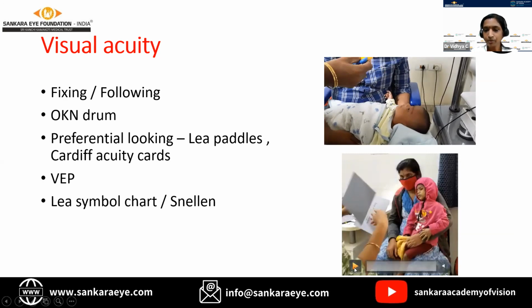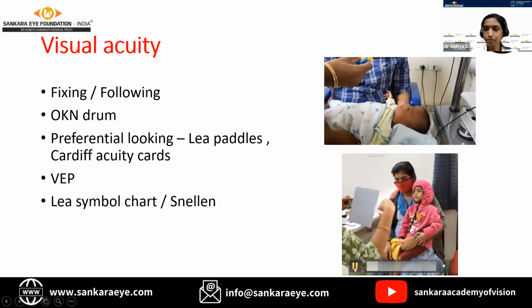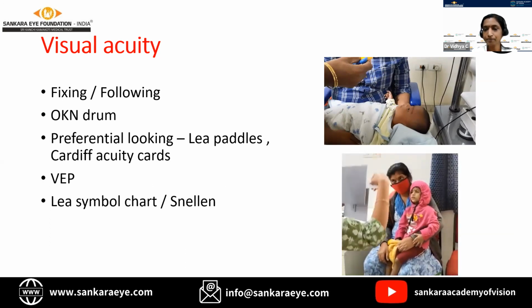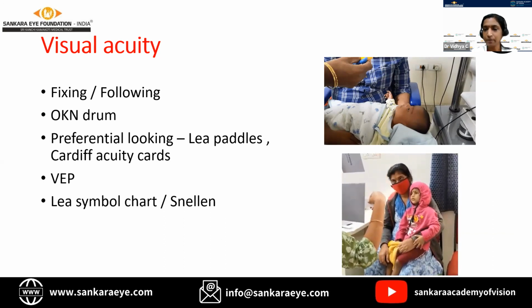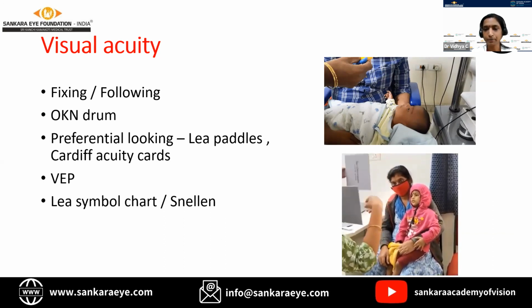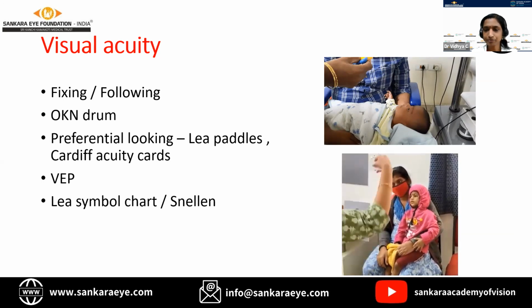In this video, you can see the child being tested for the preferential looking with the LEA paddles. The child is comfortably seated in the mother's lap, and then we need to do the checkup. So preferential looking can be elicited using the LEA paddles or the Cardiff acuity cards. In older children with a better visual acuity, we can use a LEA symbol chart or the Snellen's chart to elicit the visual acuity. In children where the visual acuity cannot be elicited, we can use the visually evoked potentials to elicit the visual response.